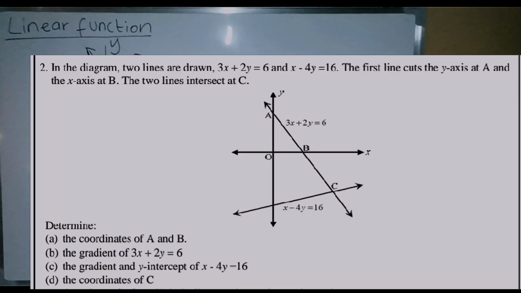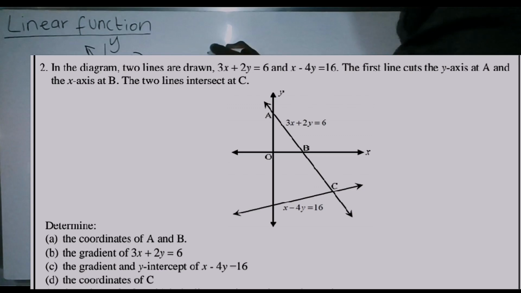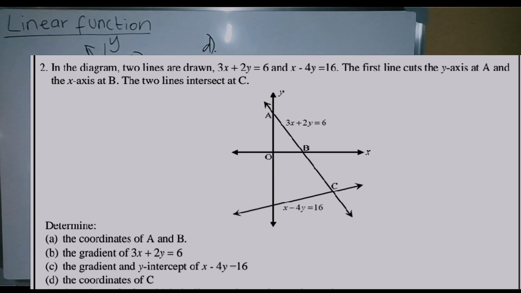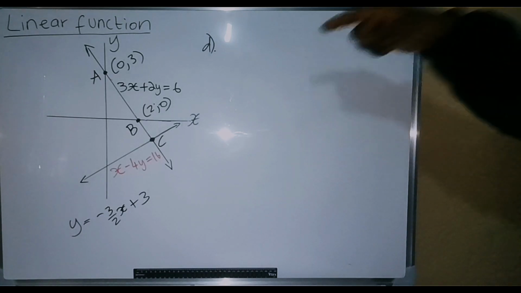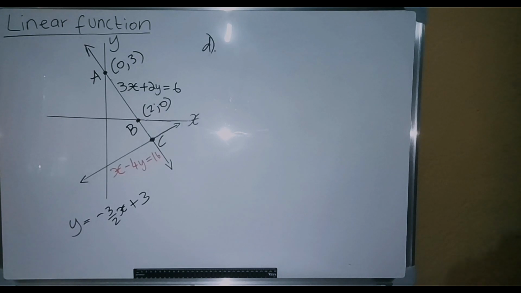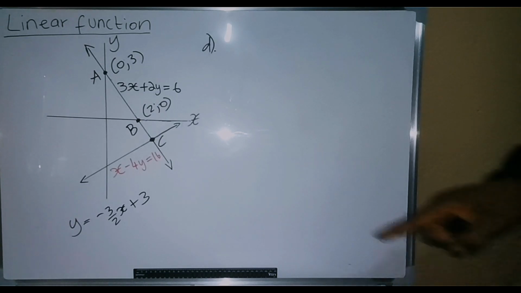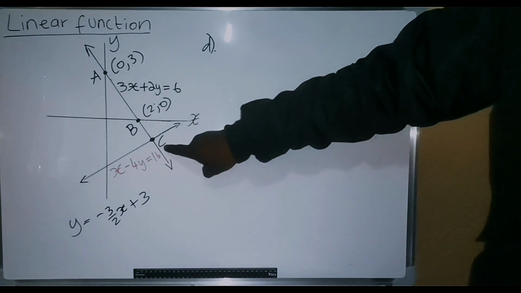Now the last one, which is D. Determine the coordinates of C. Where is our C here? C is this point.